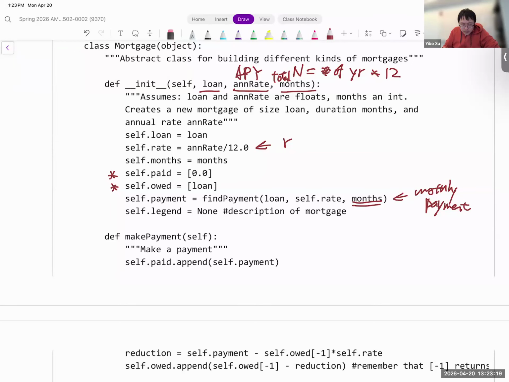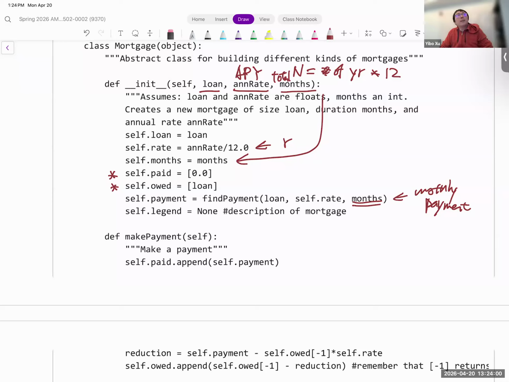So basically, these are the attributes. The loan, self.loan, is the amount of loan that you have. The rate is R. The months is directly the total number of months. The things with the asterisk, those stars, essentially you want to construct a list. For the payments, every time you just append the monthly payment. And in the end, if you want to calculate the total amount of money that you paid, you can just sum that list. That's easy.